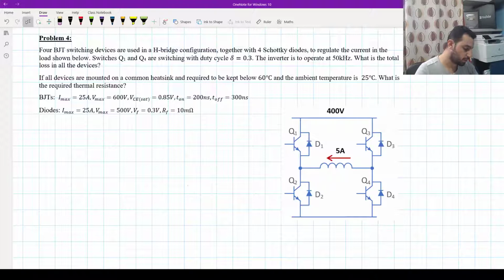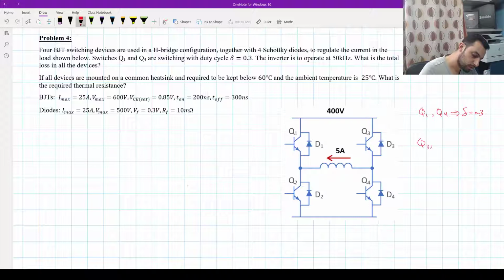Switches Q1 and Q4 are switching with a duty cycle of 30%. Remember now, Q1 and Q4 are switching with delta equal 0.3. So when we switch off Q1 and Q4, it's the time for Q2 and Q3 to switch on. If it mentions anything about dead time, we will consider it. If it's not mentioned, we will consider there is no dead time. So Q2 and Q3 will switch by 1 minus delta, which is 0.7. So this is the first thinking about the question.